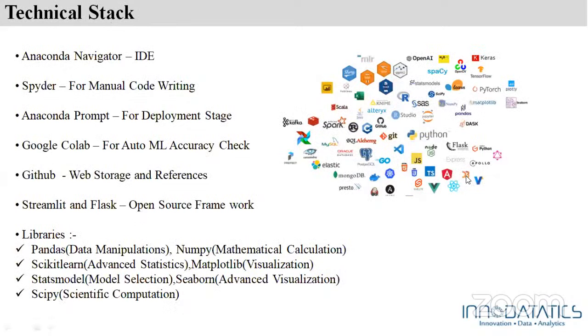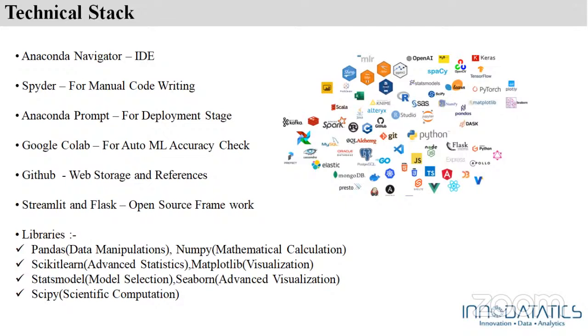Next slide, please. Yes, these are the technical specifications required for our project. They are Anaconda Navigator, Spyder for manual code writing, Anaconda Prompt for the deployment stage, Google Colab for the AutoML accuracy check, and GitHub for the web storage and the references.